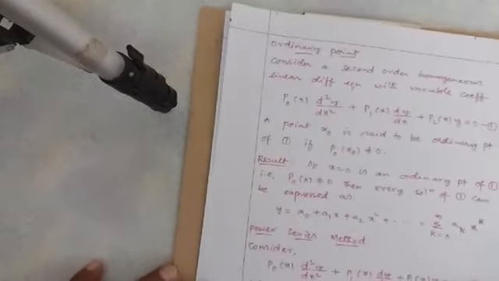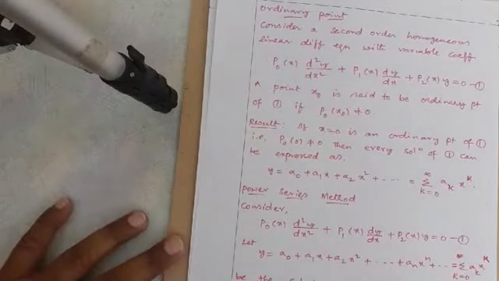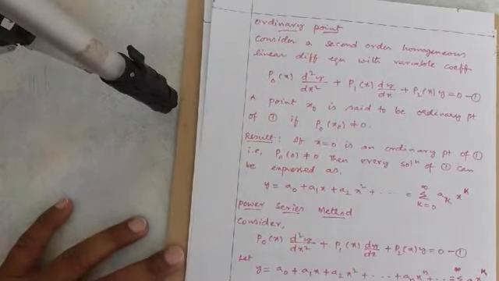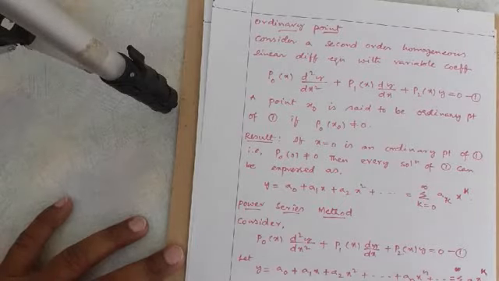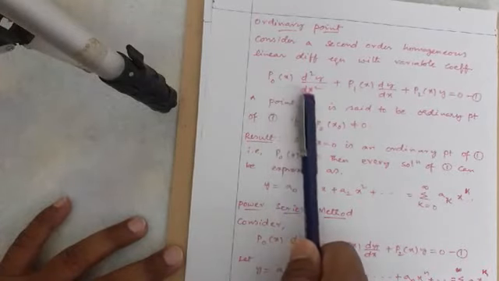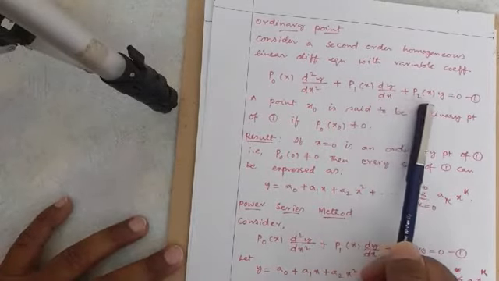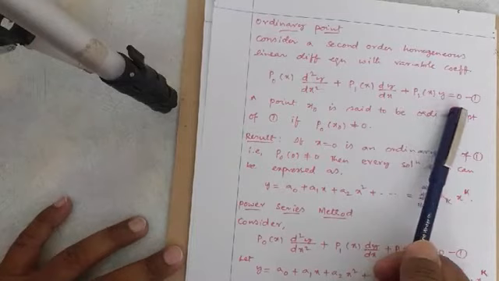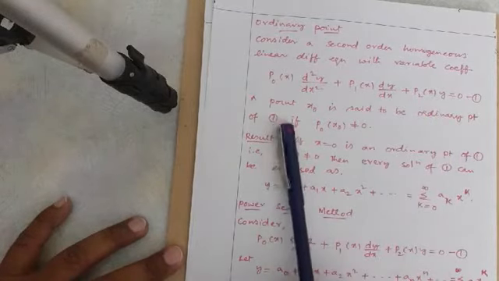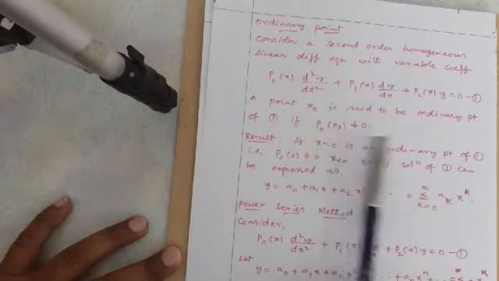Now, let's have a recap of power series. What is given here? A question will be asked, and in that you will find a second order homogeneous linear differential equation with variable coefficients. The equation will be in the form p naught of x d square y by dx square plus p1 of x dy by dx plus p2 of x of y is equal to 0. A point x naught is said to be an ordinary point of 1 if p naught of x naught is not equal to 0.